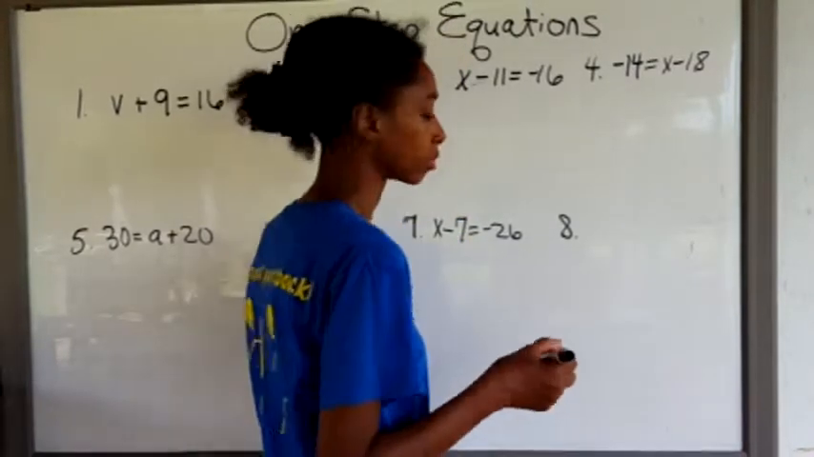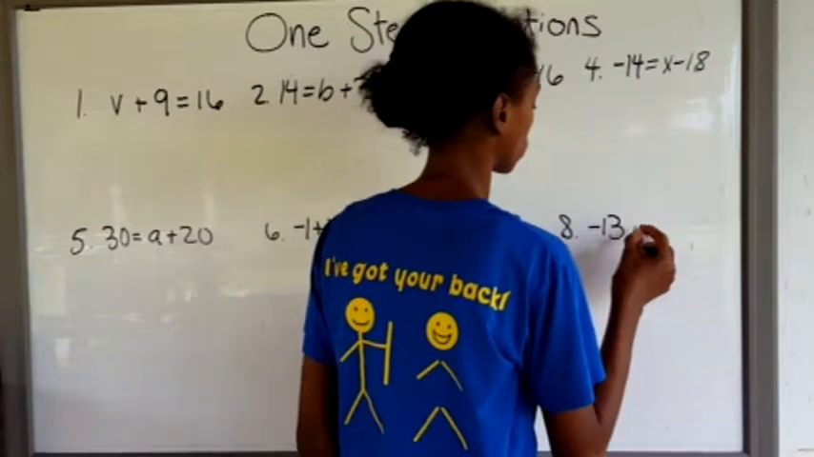Alright, negative 13 plus P equals negative 19.